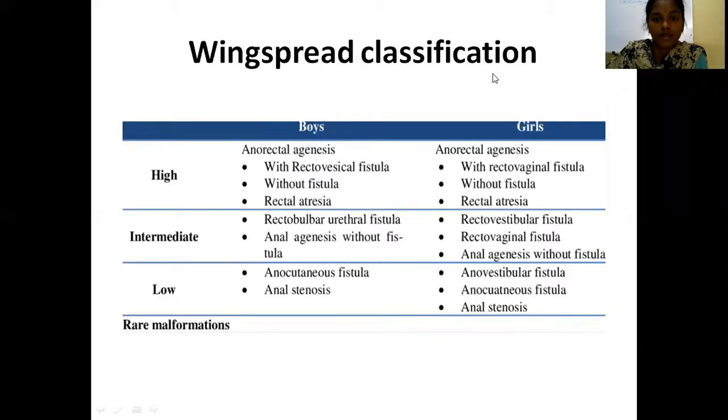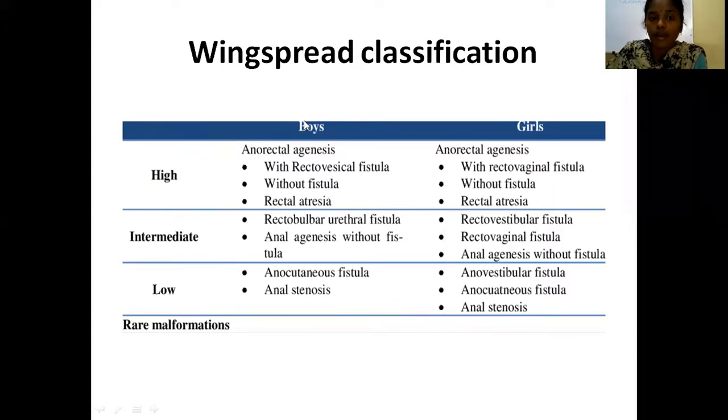See, this is the Wingspread classification. This is divided into high, intermediate and low, and again in boys and in girls. High anorectal malformations are those which are above the level of puborectalis. Puborectalis is part of the levator ani muscle. Intermediate anorectal malformations are the malformations at the level of puborectalis, whereas low anorectal malformations are below the level of puborectalis.